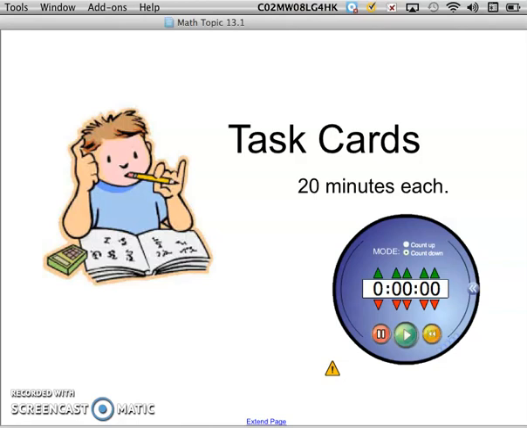Okay, boys and girls, now on your own, you will complete the task cards which will be found in Google Form. They will be the lessons that we have just learned today.